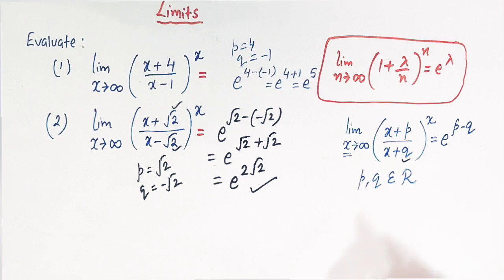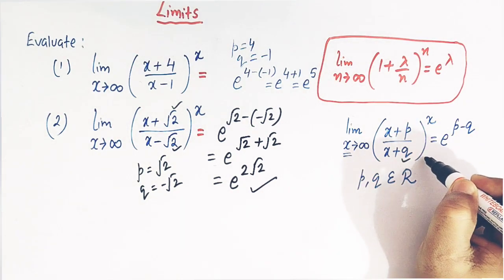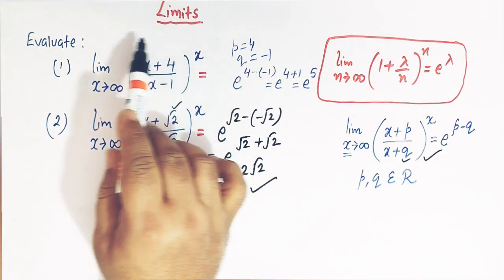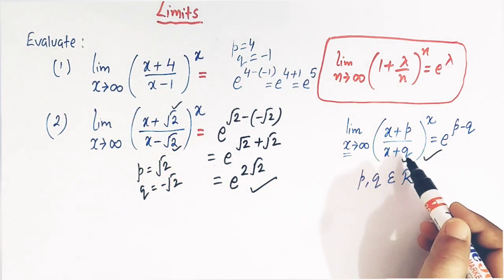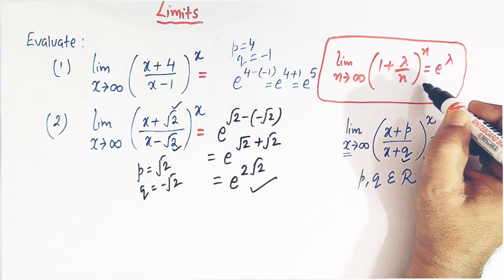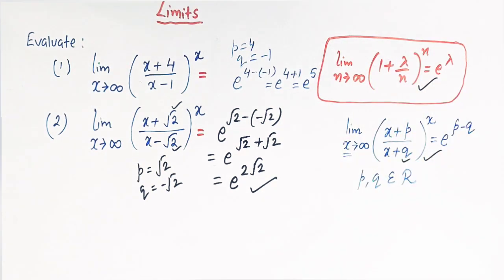So this is how, by making use of this result, we can find out the values of these type of limits. And remember, this result can be derived by making use of this result.